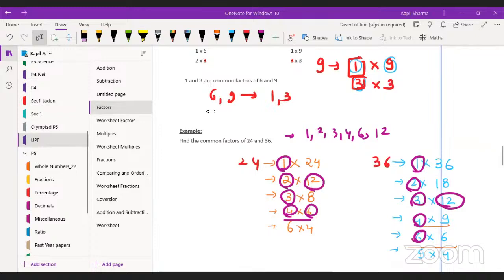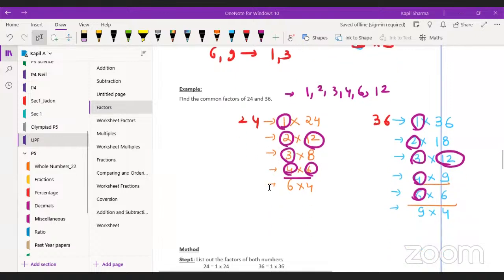Swastik? No. Okay, yeah, fine. Okay, good.